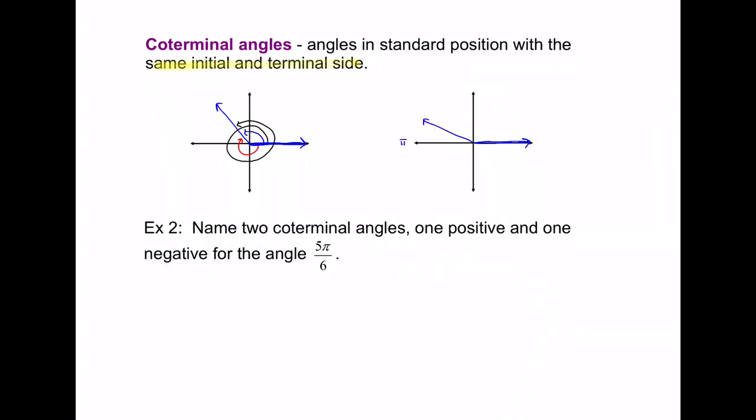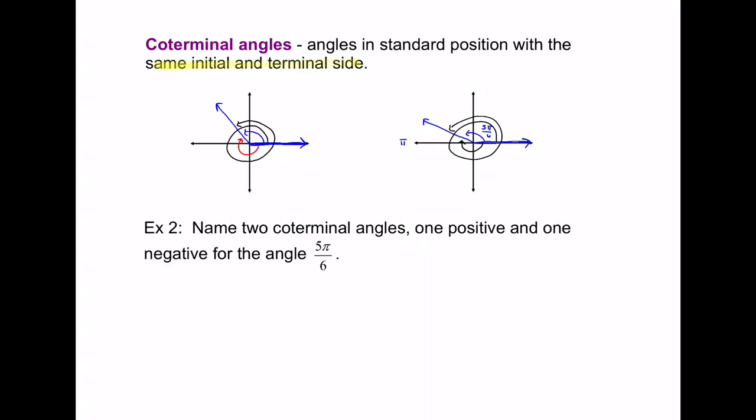If this is pi, that's about 5/6 of that. So this right here would represent 5 pi over 6. What are the two other angles? Well, what we can do is go in the other direction to figure out that angle, or we could once again go all the way around to figure out another positive angle.